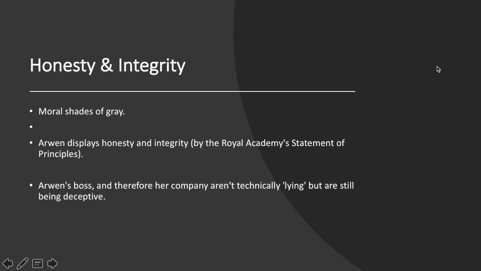Now, in reference to the second principle of the Royal Academy Statement of Principles, honesty and integrity, regarding this component, there is no smooth ethical sailing regarding this case study as well. Arwen again displayed her reliability as an engineer and willingness to avoid deceiving the potential users of her created pesticide when she declared her concerns to her boss. Arwen's boss's response, however, displays that he, and therefore the company, remained in a gray ethical area despite concerns raised.